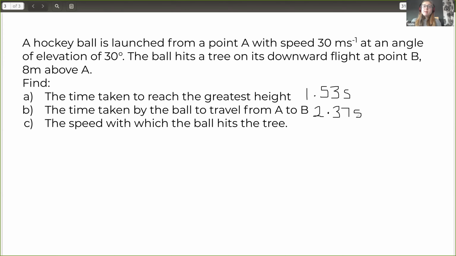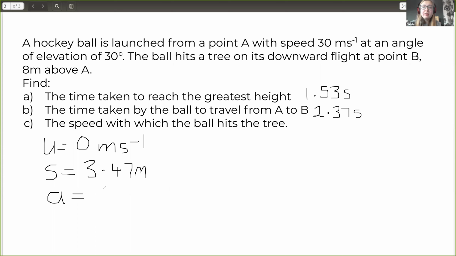Now we move on to part C, the speed with which the ball hits the tree. So we can use what we've just worked out at the point where we hit the tree to work out the velocity vertically of the ball when it hits the tree. So using, again, our U equals 0 meters per second, our distance is 3.47 meters. Now, the reason I'm using that, even though we calculated it, is because there's no other way to do it. I'm either going to have to use the distance we calculated or the time we calculated. And our acceleration is 9.81.